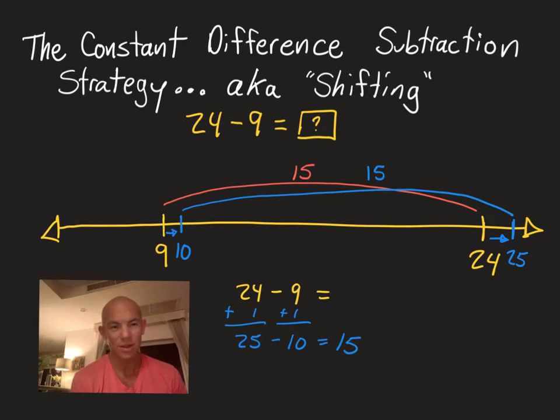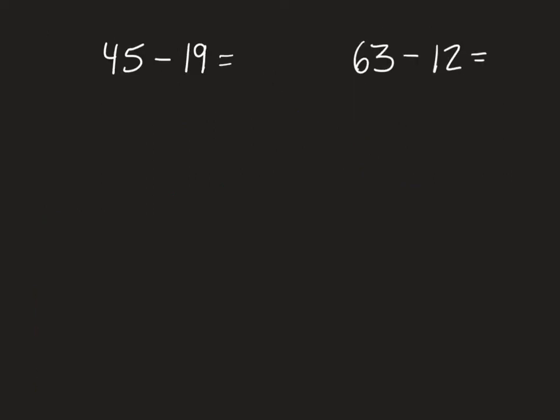You can see my example here where I've added 1 to each number in this number sentence to make a friendlier, more efficient equation. So instead of 24 minus 9, I turned it into 25 minus 10, which I can do in a snap in my head. You don't always have to add to each number. You can also take away. I'm going to give you a couple examples now and then let you choose what kind of practice you want to do. Okay, we have two examples here.